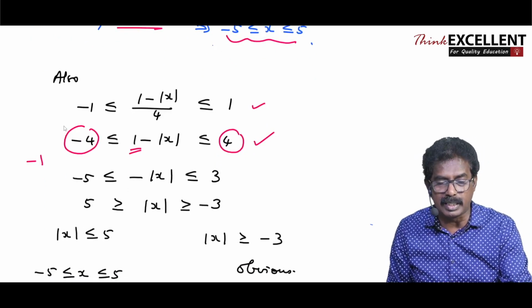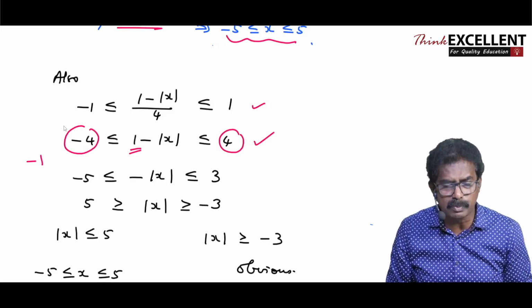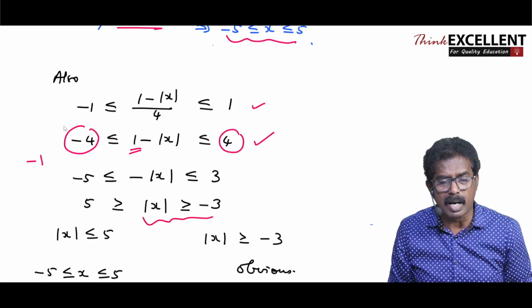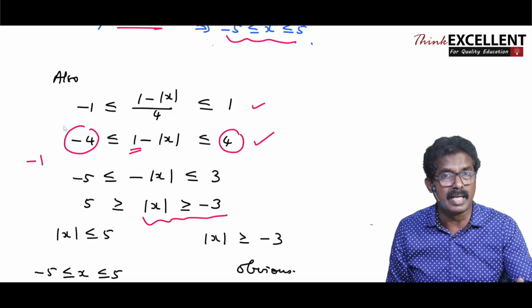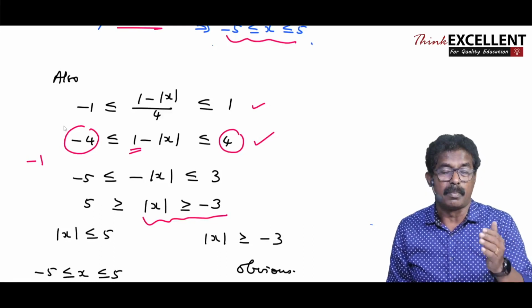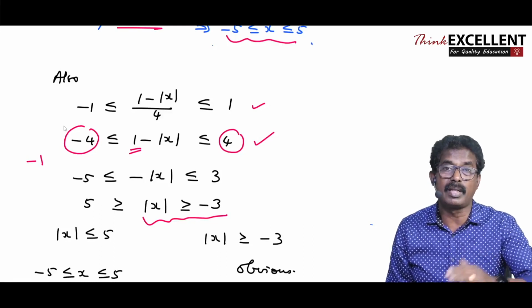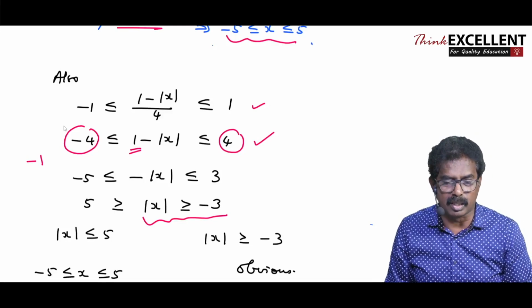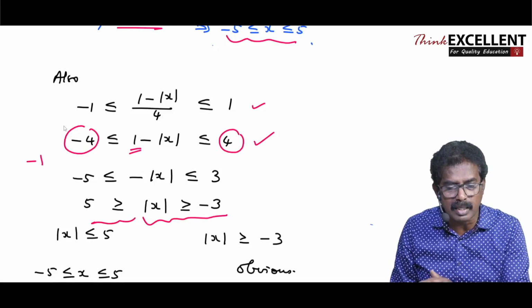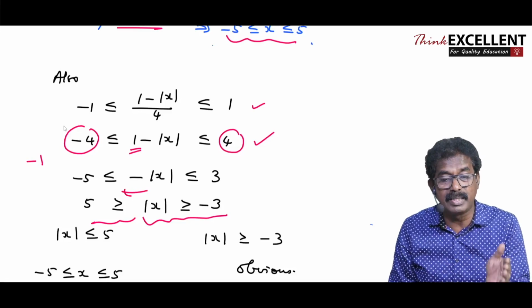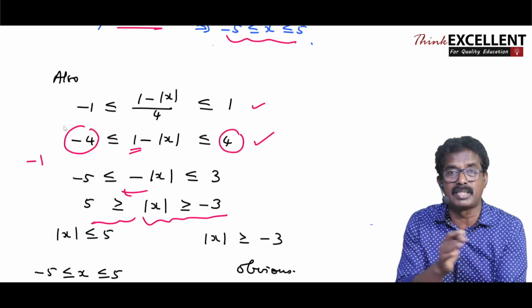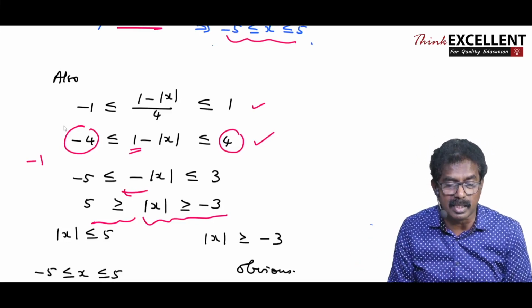In both places, that 3 also becomes -3. Now again you split into 2. Look here: modulus x is greater than or equal to -3, as we said in the previous one. Modulus is always positive, so it is certainly greater than -3. It's obvious. If you see this one, you will read modulus from here: 5 is greater than or equal to modulus x. Reading it in reverse, modulus x is less than or equal to 5.